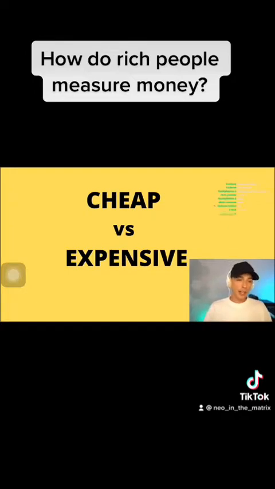If you go to somebody who's poor and you say, hey, let's go to the Louis Vuitton store, let me go buy a $1,000, $2,000, $5,000 bag. A bag would be like $3,000. Some people would tell you that it's cheap, other people would tell you that's expensive. Why? Because you correlate money with the time and effort that it took you to get it.